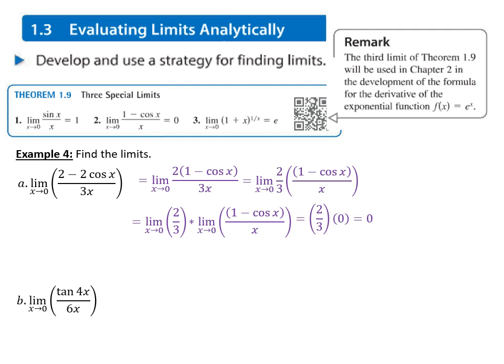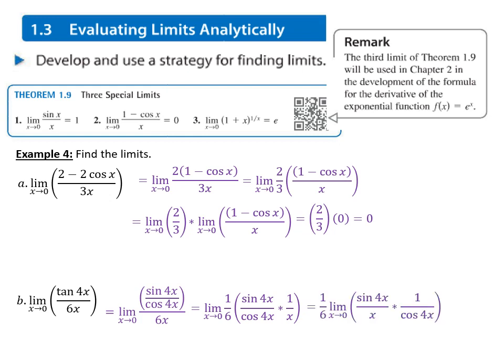On B, tangent of 4x over 6x. Well, tangent is sine over cosine. So I rewrite that. And separate, I can pull the 6 out from the denominator, so that would be a 1/6. And that's 1 over x, so I can just multiply by 1 over x. And then here I put the x with the sine of 4x, and then I still have times 1 over cosine of 4x. I need this to be sine of 4x over 4x. So I multiply top and bottom right here by 4.